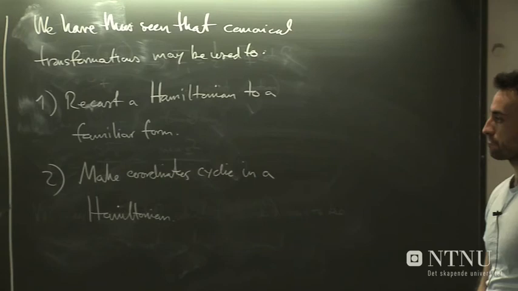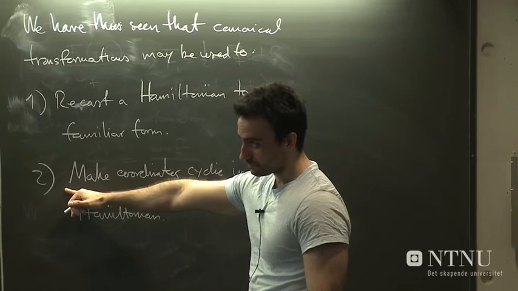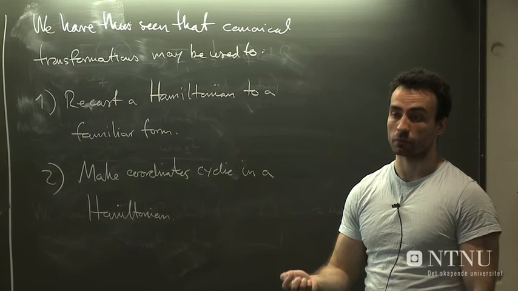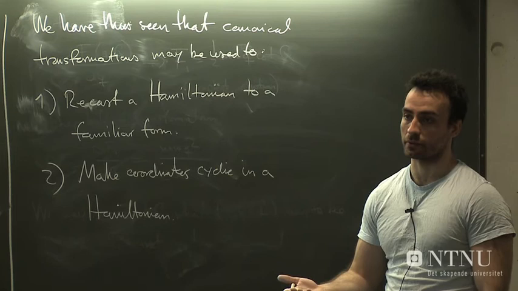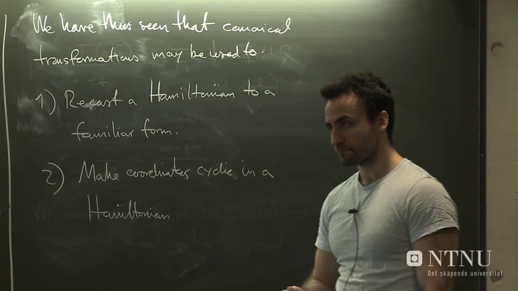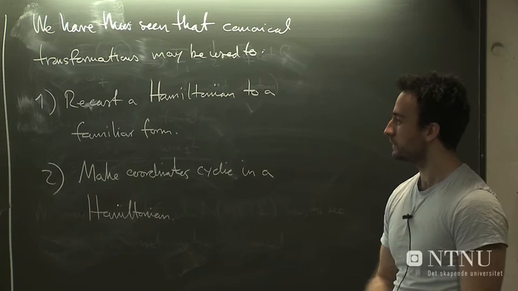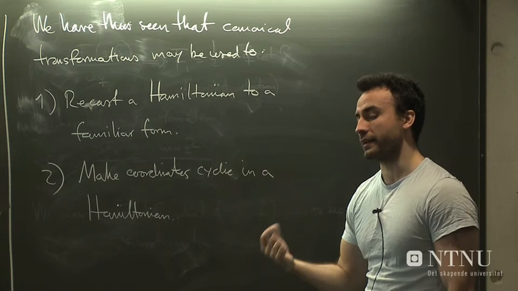So what we saw here was that, in a sense, it's somewhat opposite to case one. We started out with a fully familiar form of the Hamiltonian. And then we cast it into something which probably was unfamiliar to us, a function squared of the momentum divided by 2m. So that was an unknown form, but it was simpler because we had one cyclic coordinate. So these are the main insights in terms of what the canonical transformations can be used for.